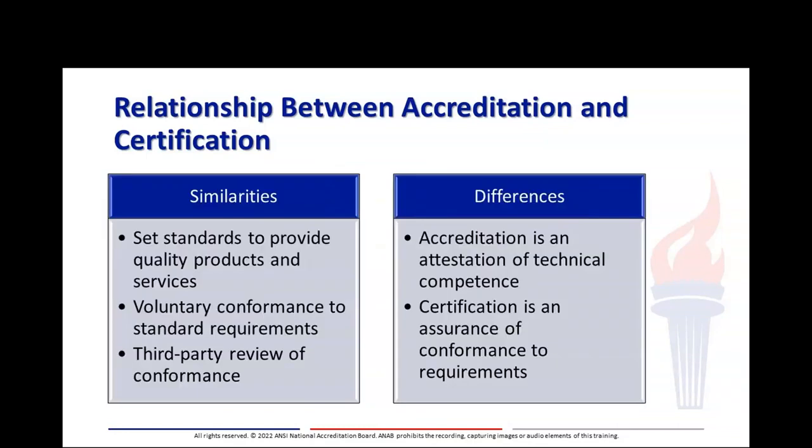Both accreditation and certification provide confidence in the services, products, or processes provided to the end user. Both provide consistent delivery and accountability, enhancing acceptance of products, services, and processes by industry with a multi-stakeholder approach. They both set standards to provide quality products and services. Usually, certification or accreditation is voluntary, but in some cases it is mandatory, such as in food safety or the cannabis industry in the United States, for example. Again, both are third-party review of conformance.